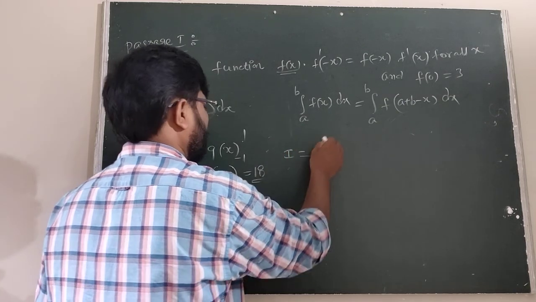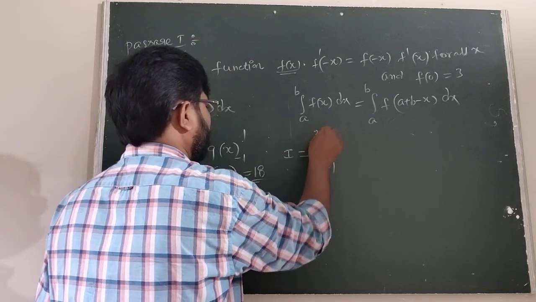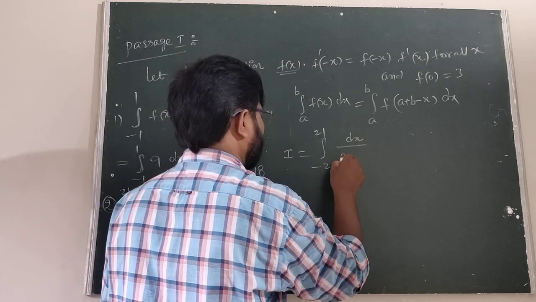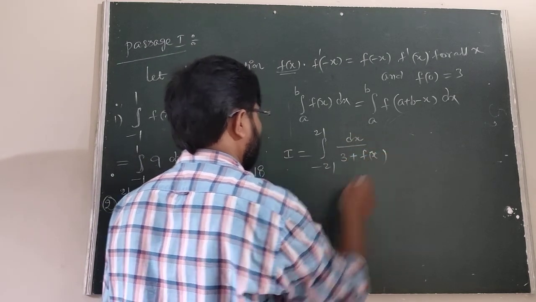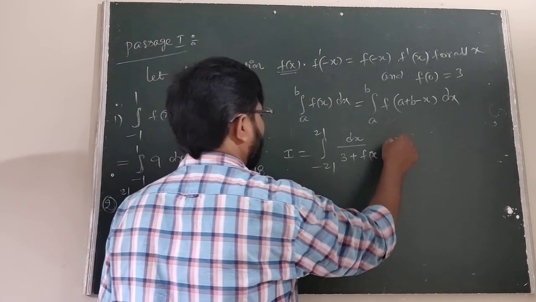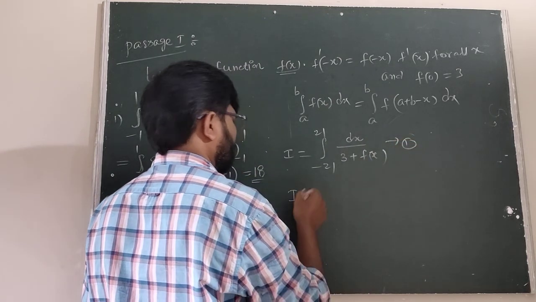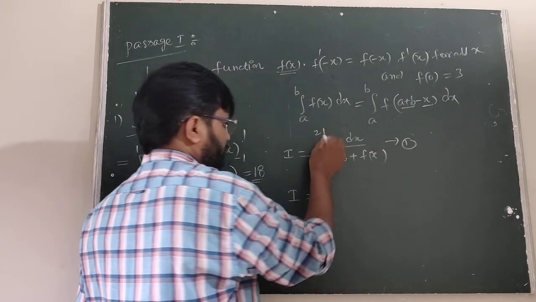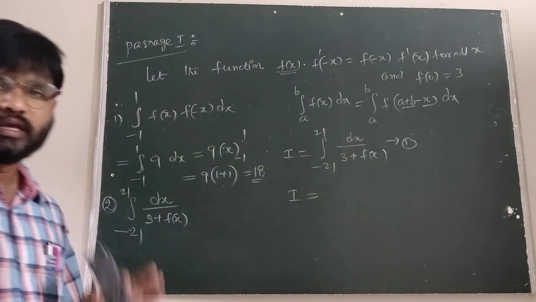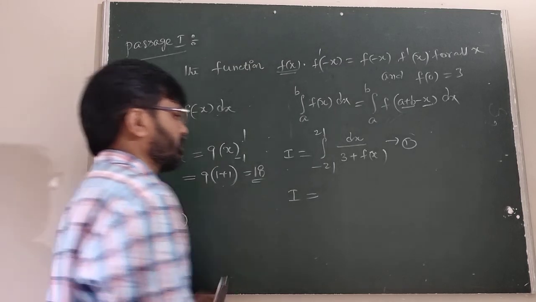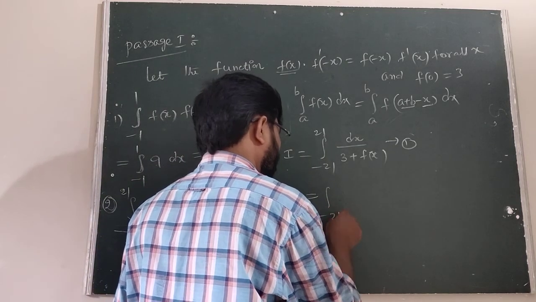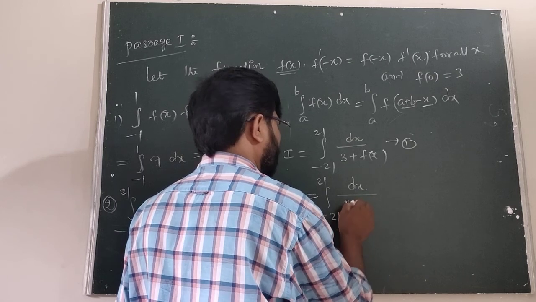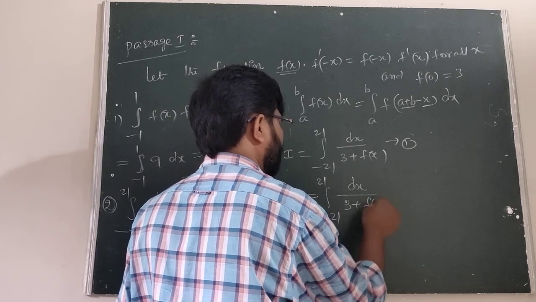The integral I is the question, from minus 21 to 21, dx by 3 plus f of x. After that, this will be take 1. After that, a plus b minus x. A is 21, b is minus 21. A plus b is 0, minus x. We get integral from minus 21 to 21 dx by 3 plus f of minus x.